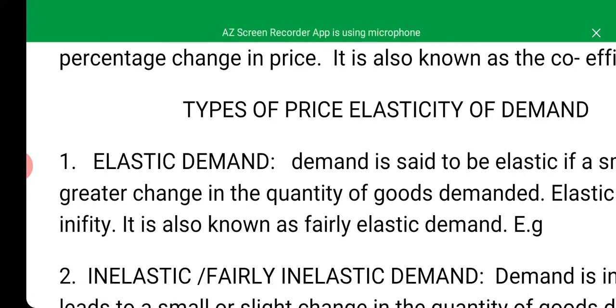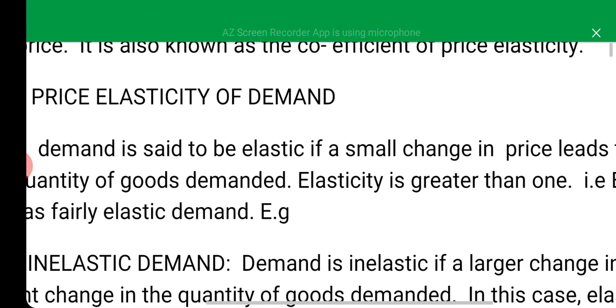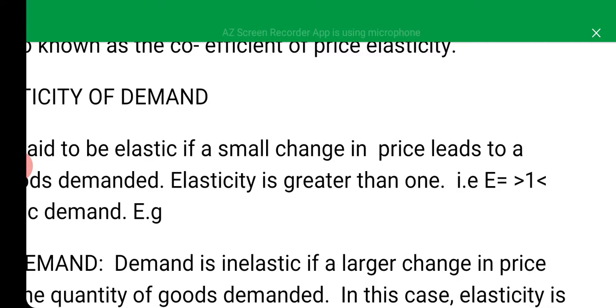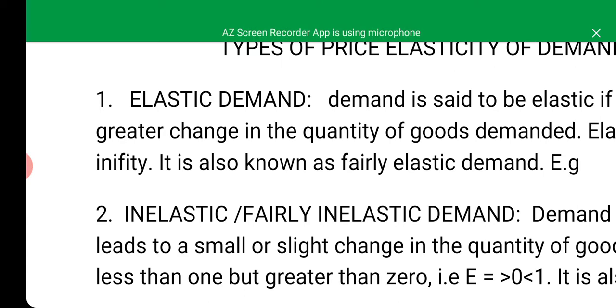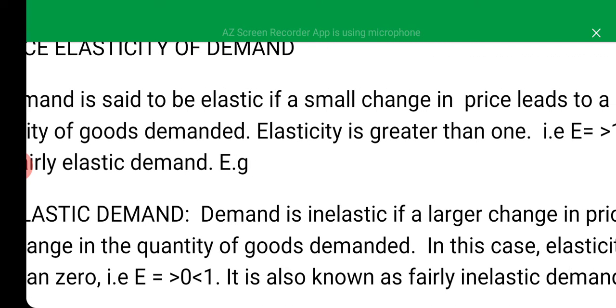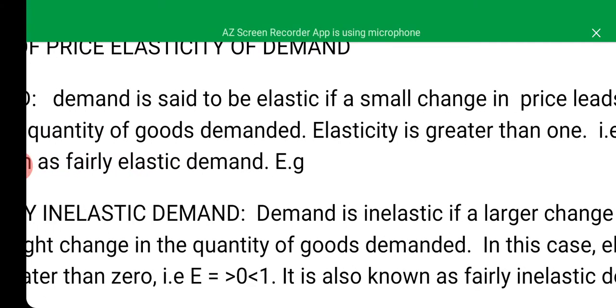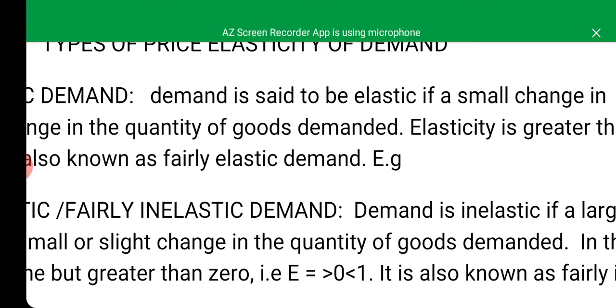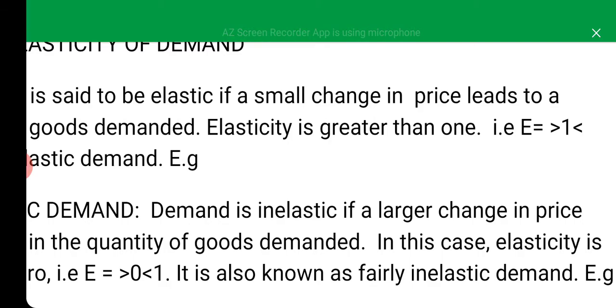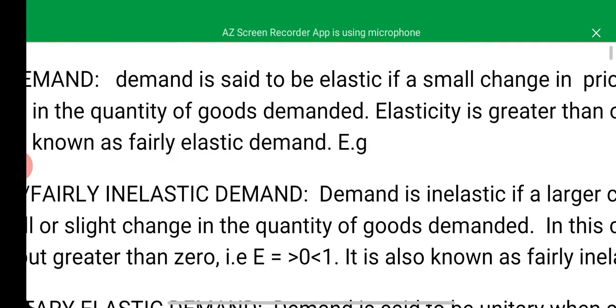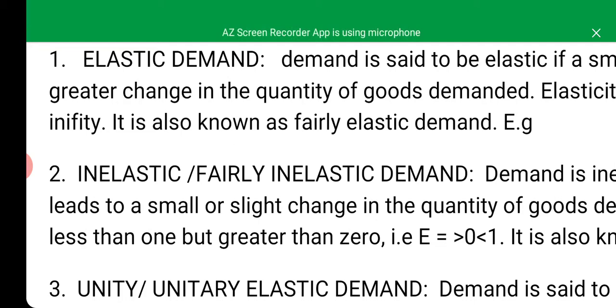1. Elastic demand. Demand is said to be elastic if a small change in price leads to a greater change in the quantity of goods demanded. I repeat, demand is said to be elastic if a small change in price leads to a greater change in the quantity of goods demanded. So here, elasticity is greater than 1. It's greater than 1 but less than infinity.